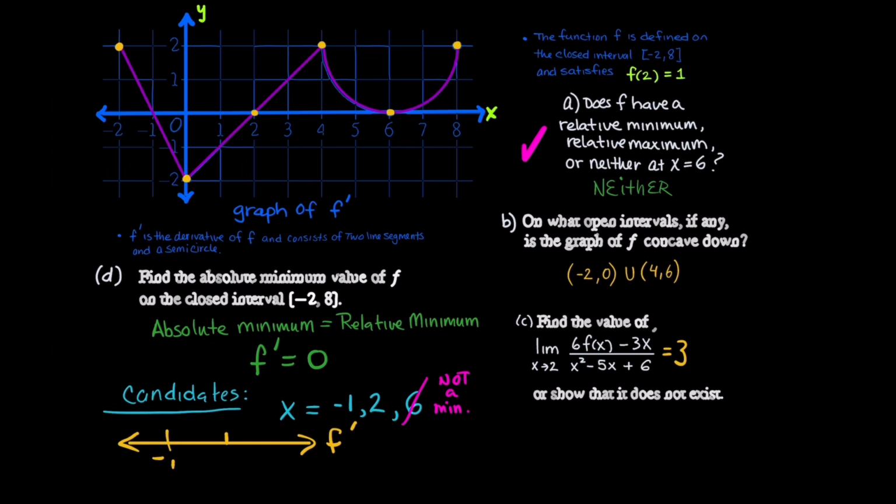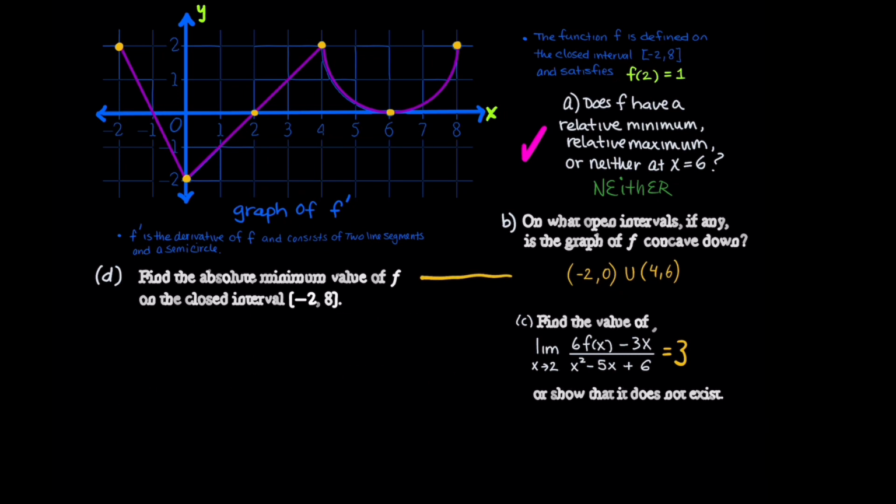For the other two candidates, we use the first derivative test again, testing the sign of the first derivative along this interval. At x equals -1, we'll get a maximum, and at x equals 2, we'll get a minimum, so we can cross -1 off our list. And now all we have to do is use x equals 2 to test, as well as the endpoints of our interval, -2 and positive 8. So let's set up a table of values here.